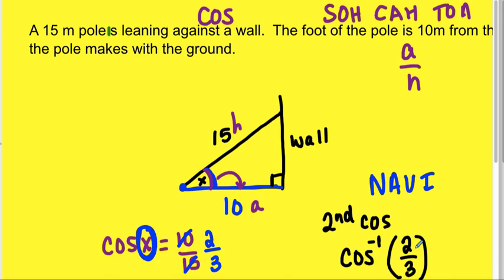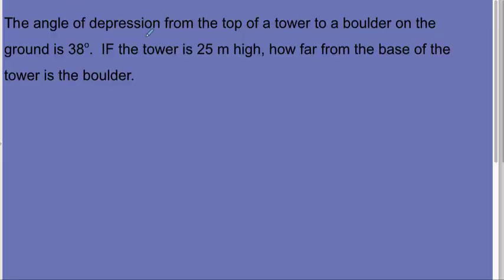All right, so let's try that. Second cosine, 2 divided by 3. So it gives me approximately 48 degrees. Okay, so it makes a degree measure of about 48 degrees. All right, let's try one more. This one's a little bit tough.